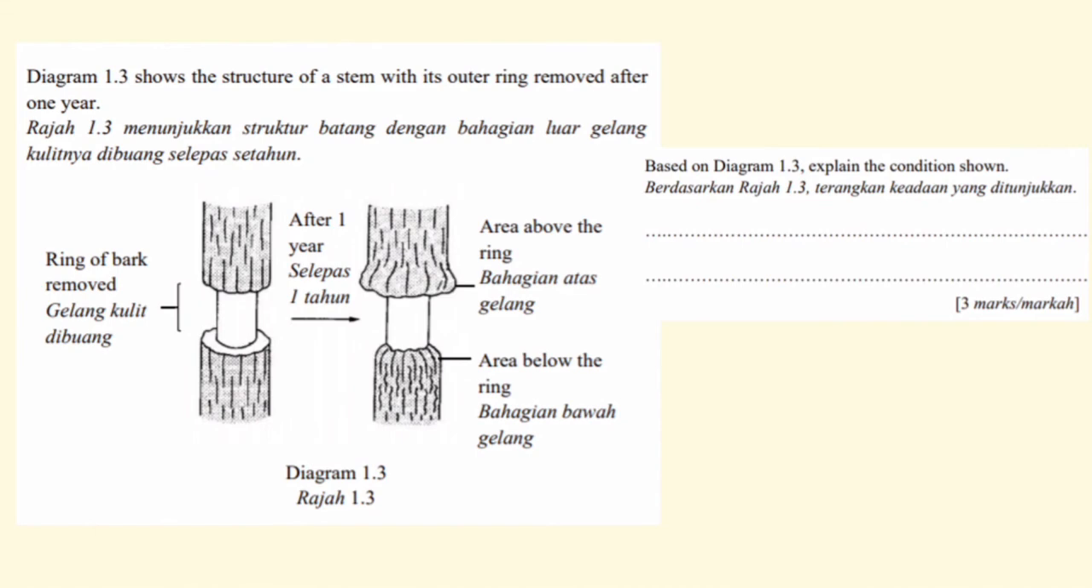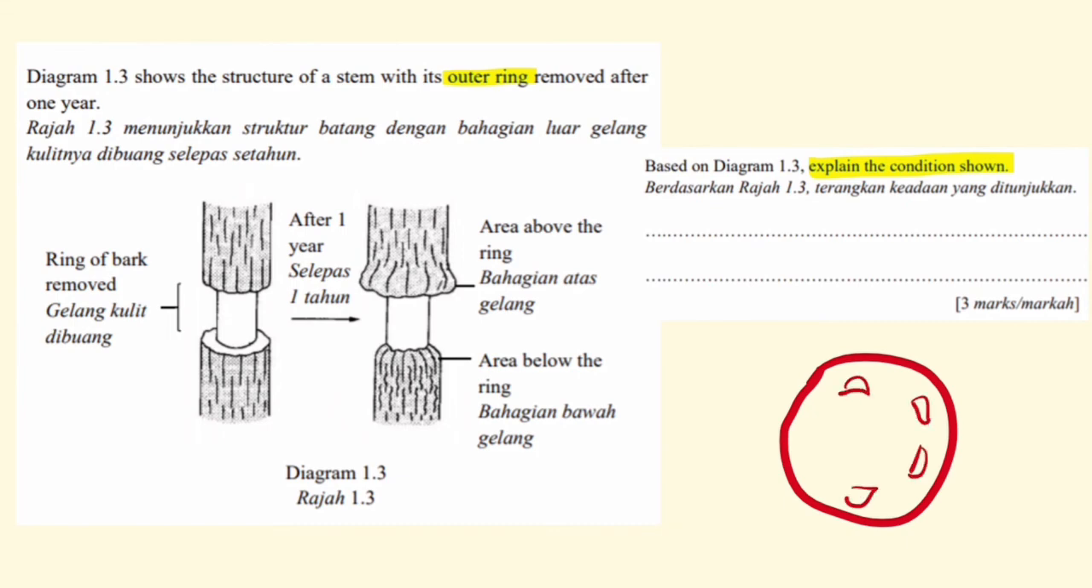Next, diagram 1.3 shows the structure of stems which its outer ring is removed after 1 year. Based on the diagram, explain the condition shown. If we recall the cross-section of a plant, the phloem is on the outer layer, whereas the xylem is on the inner layer. Now that we have cut out the outer part of the stem, we have removed the phloem and now there is only xylem left.